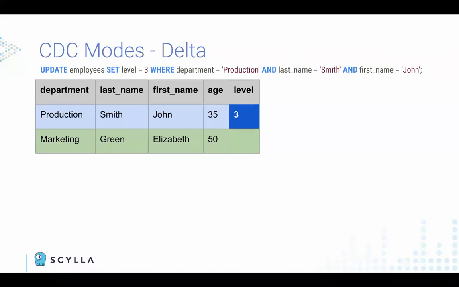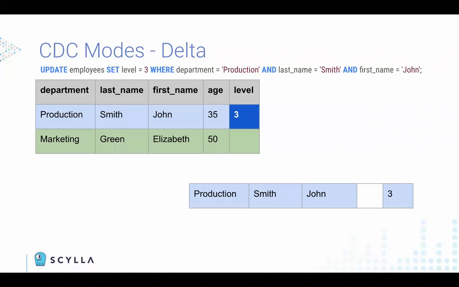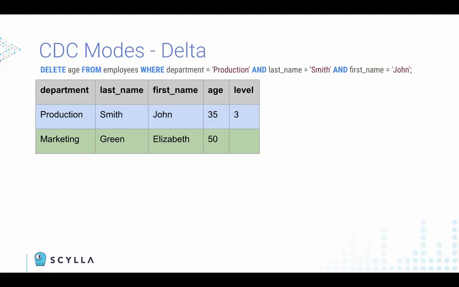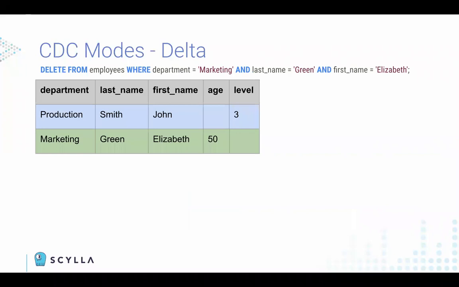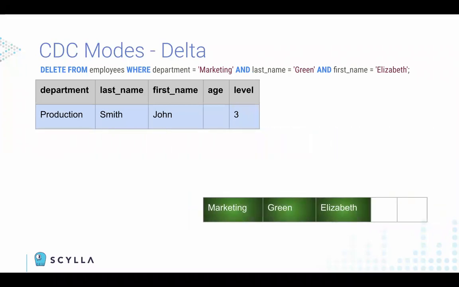If we update a row, for example, we give a promotion to John, the data in the appropriate row will change, and the delta is actually a primary key plus the set of columns that has actually changed. We can also delete something, for example, an age from John's row. It's going to get a tombstone in the table, and the delta itself will be a primary key plus a tombstone in the right column. We can also delete the whole row like this, and then the delta is just the primary key of the deleted row.